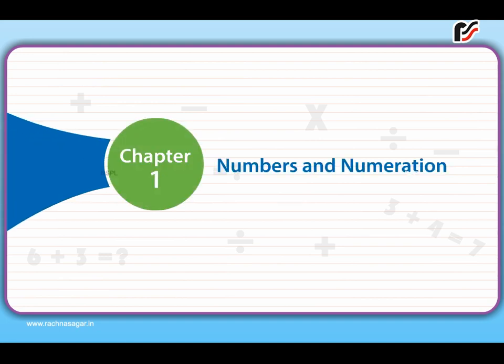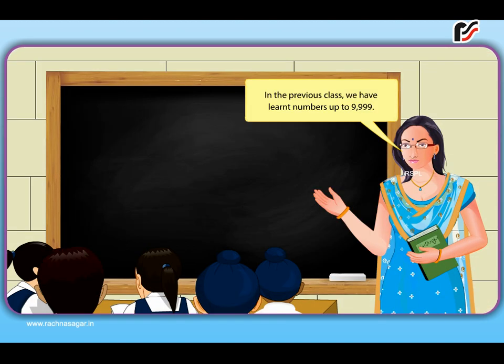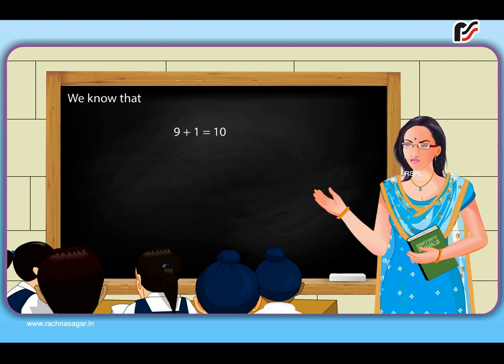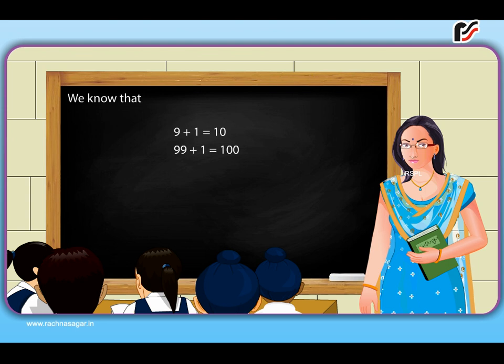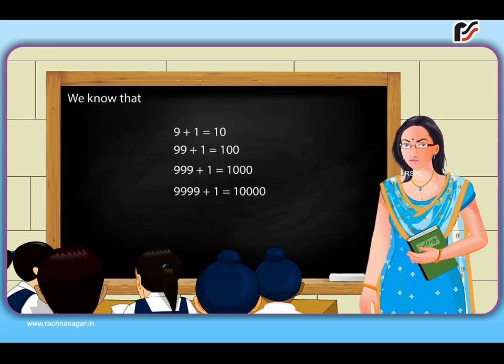Numbers and numeration. Extension of numbers up to 9,99,999. In the previous class, we have learnt numbers up to 9,999. We know that 9 plus 1 is equal to 10. 99 plus 1 is equal to 100. 999 plus 1 is equal to 1000. And 9,999 plus 1 is equal to 10,000.